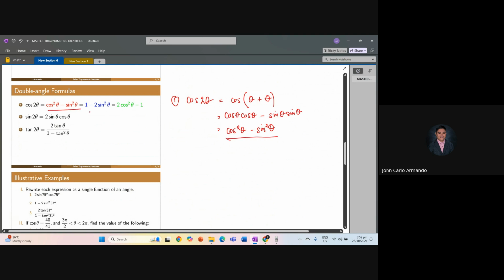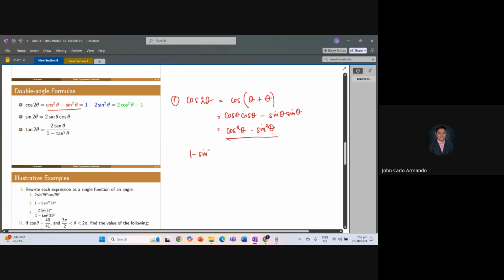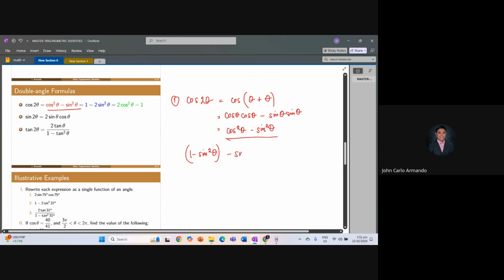And we can arrive at other two values because we know that the value of cosine squared theta is 1 minus sine squared theta, right? Using the Pythagorean identity, we can simply replace cosine squared by 1 minus sine squared, minus sine squared theta. Then negative sine squared minus sine squared, and that is negative 2 sine squared theta. That's why we have this one.